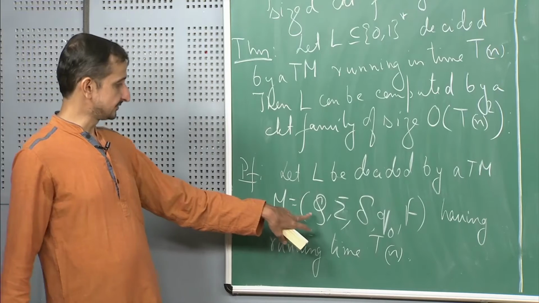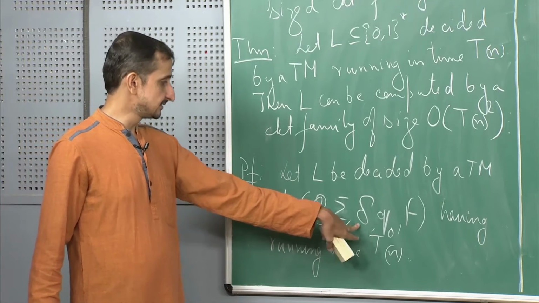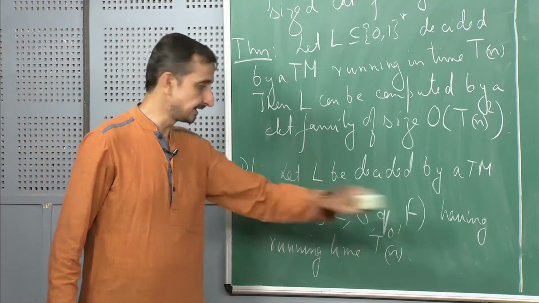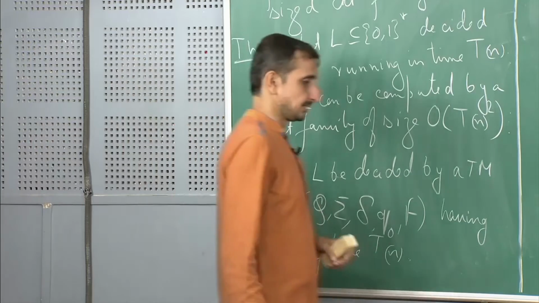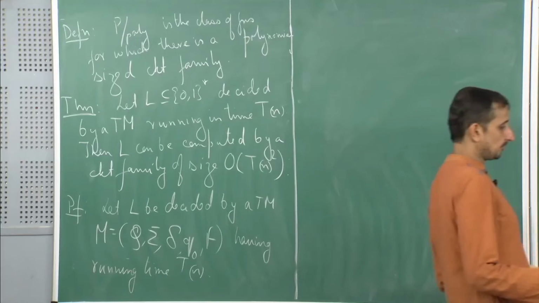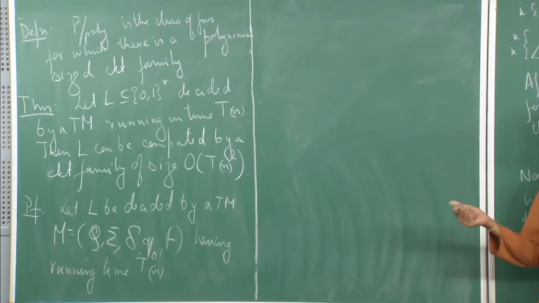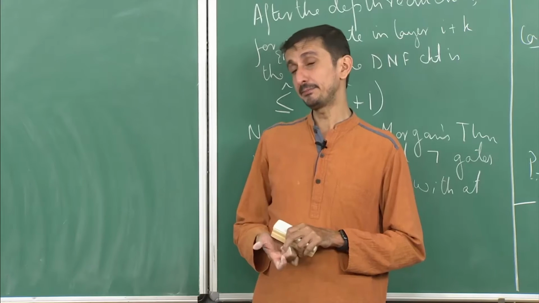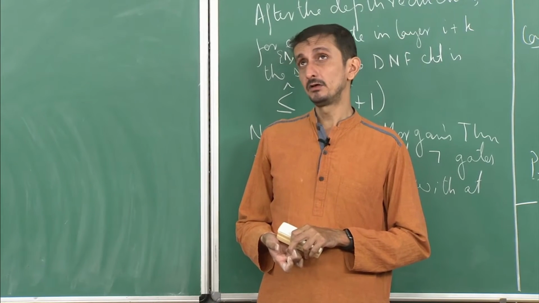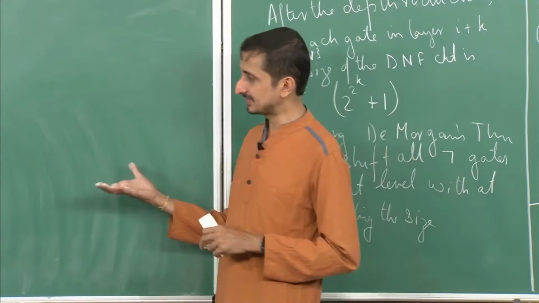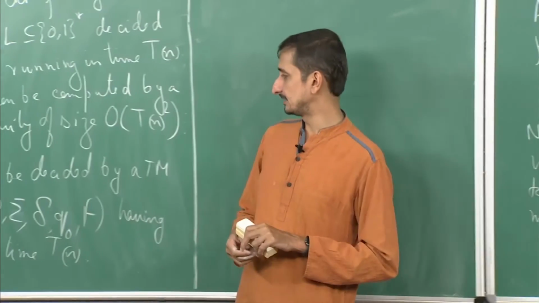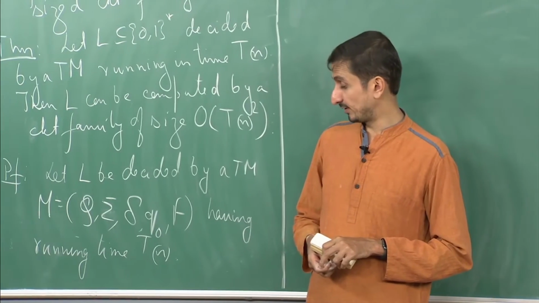Q is the number of states, this is the alphabet size, this is the transition function, start state and the set of accept states, and we will assume, again without loss of generality, that the Turing machine has a single tape. Okay. So, it has a single tape. Initially we only have the input x written on the tape, everything else is blank. What else do we need to assume?